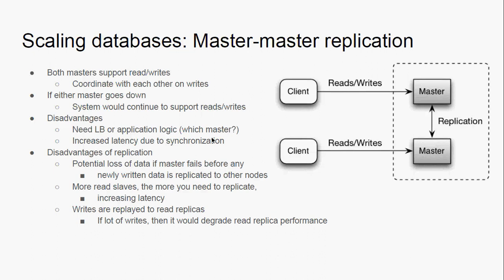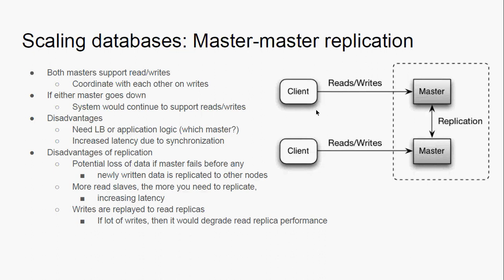So let's say in the two masters case, if the same record is being written by two clients at the same time, how does that synchronization happen? Let's say client one is updating record 100 and client two is updating the same record 100. How does the synchronization happen between these two? They both might be different data.